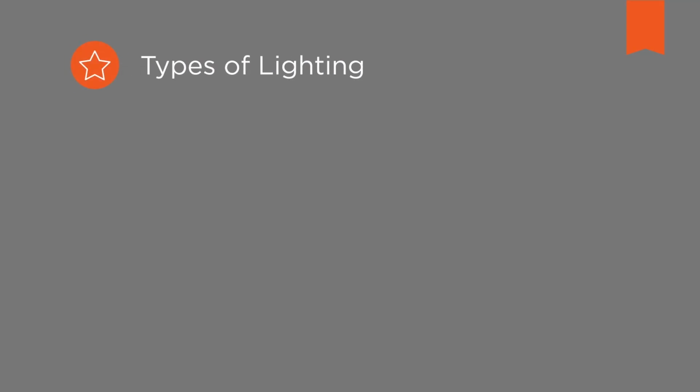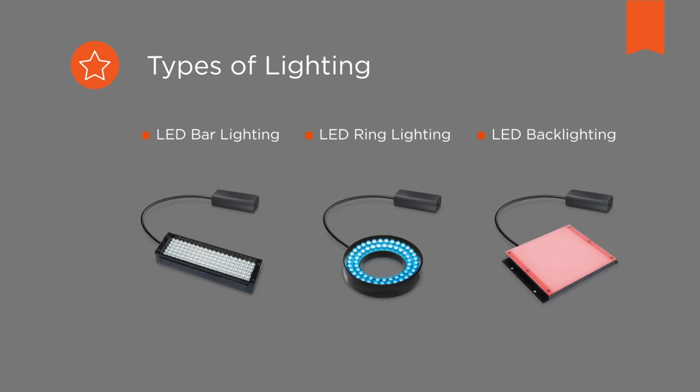There's a whole range of factors related to light. Let's take a closer look. The first factor is the right type of lighting. The most commonly used types are LED, bar, ring or backlighting.